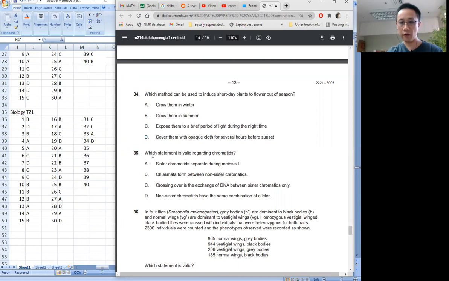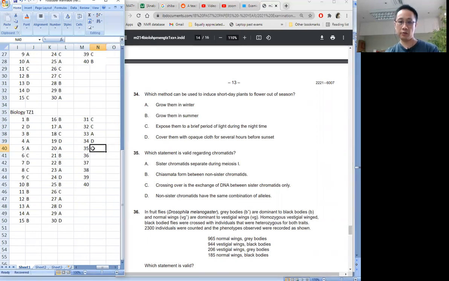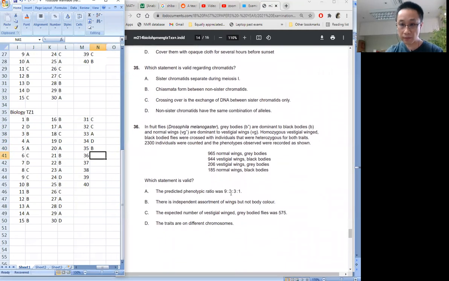Okay. 35, valid statement regarding chromatids. Sister chromatids separate during meiosis 1, that's not true. Homologous chromosomes are the structures that separate. Chiasmata form between non-sister chromatids, and I think that's correct. Crossover is exchange of DNA between non-sister chromatids, so C is wrong. Non-sister chromatids don't necessarily have the same combination of alleles, and specifically, if you're heterozygous for a trait, then for sure the non-sister chromatids have different alleles. You get a different allele from each of your parents.